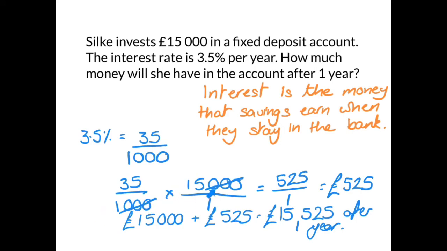The 1,000 and the 15,000 cancel down to 1 and 15. 35 multiplied by 15, 525. 1 multiplied by 1 is 1, £525. Add together the deposit and the interest, and after a year, Zilka has £15,525.